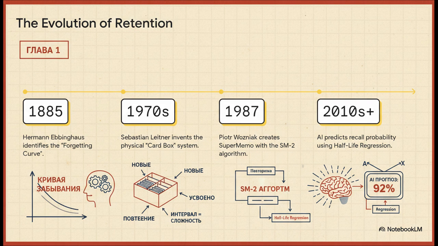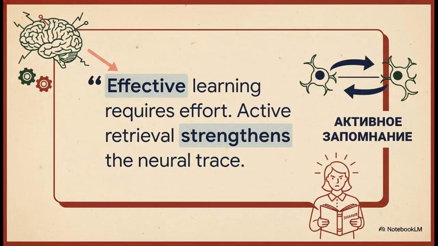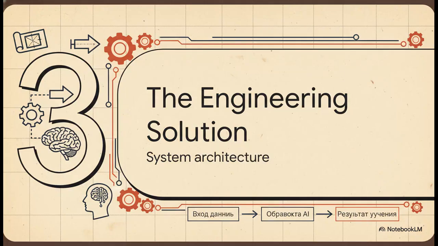Then in the 70s, we got physical solutions like flashcard boxes. Fast forward to 1987, and we get the game-changing SuperMemo algorithm for computers. And now we're in the age of AI, where models can literally predict how likely you are to remember something. It's wild. And here's the key takeaway from all that science. Real learning, the kind that sticks, has to be a bit of a struggle. It's not about just passively reading a book. No, it's that active effort, that mental sweat of trying to recall something that actually builds and strengthens the connections in your brain.